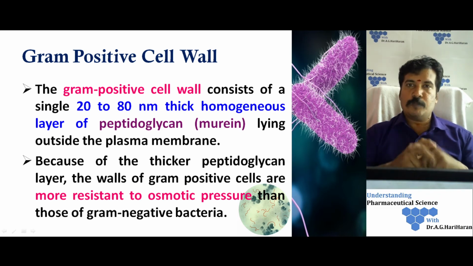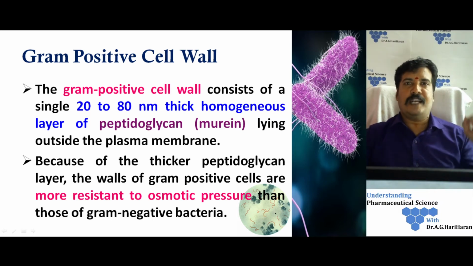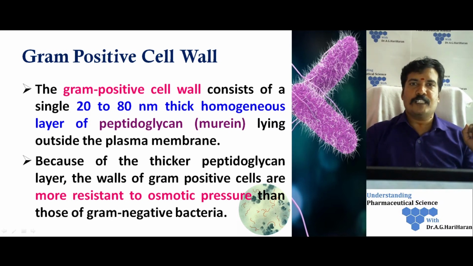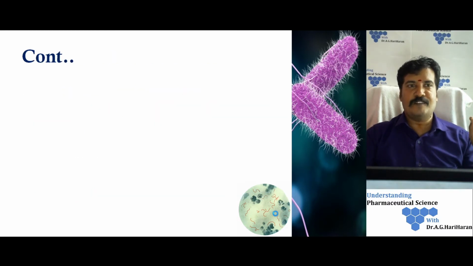That's why it is osmotically more resistant. So if you keep a gram positive cell in a hypertonic or a hypotonic solution, it doesn't get damaged. Otherwise, it will get broken away. So this is the major difference between the gram positive and gram negative cell wall.